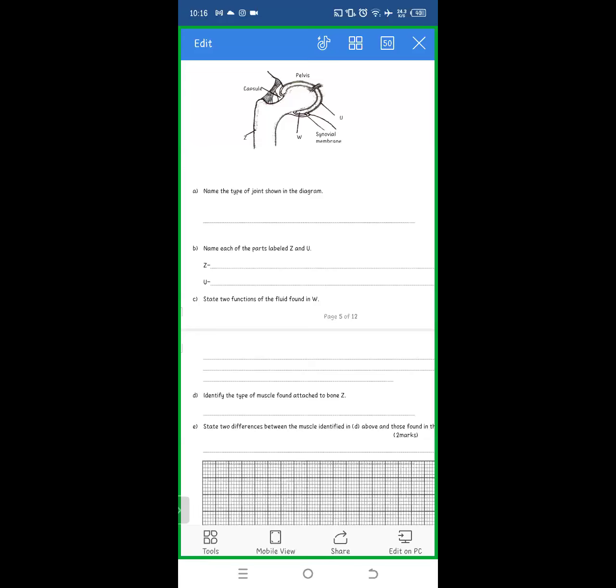Then we also have hinge joints. Hinge joints are found at the elbow, where we have the sigmoid notch and the trochlea of the humerus. Again, we have a hinge joint at the knee, where we have the condyles of the femur and the smooth facets of the tibia. Also, we have hinge joints at our phalanges.